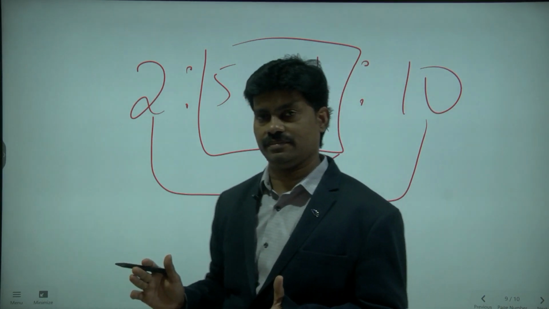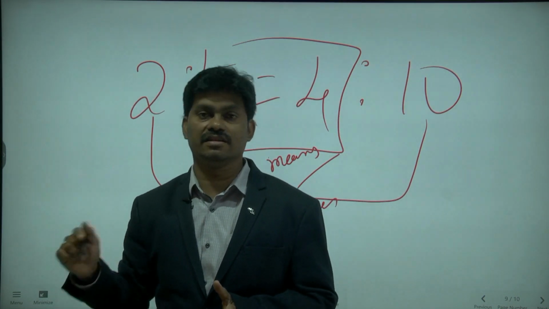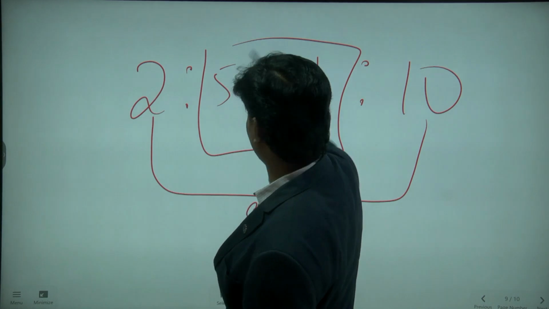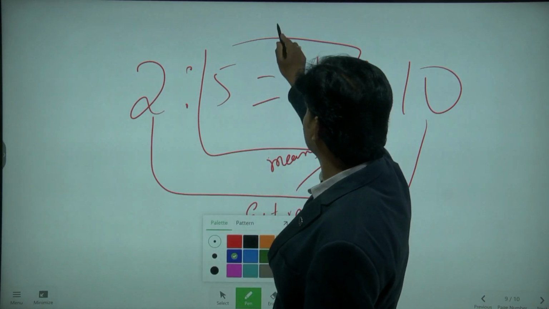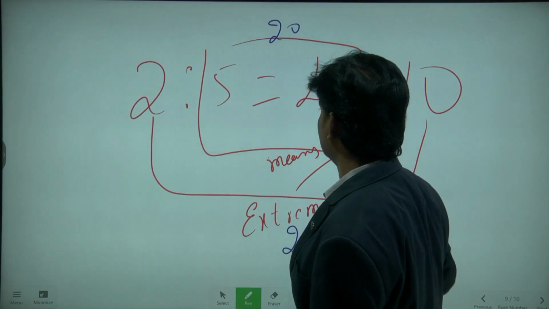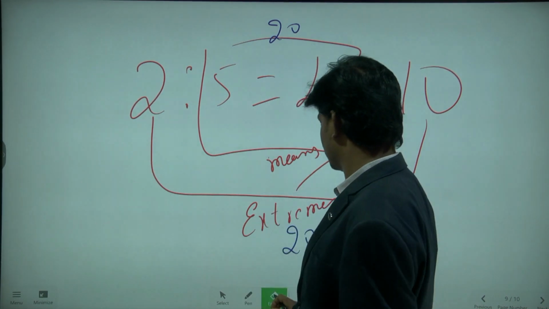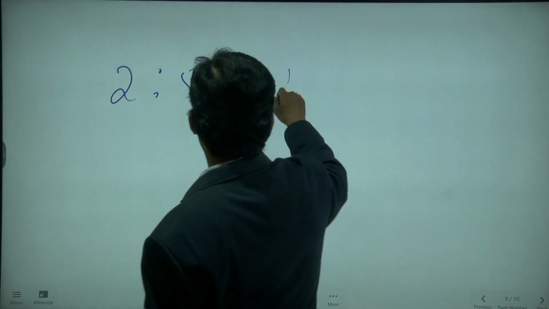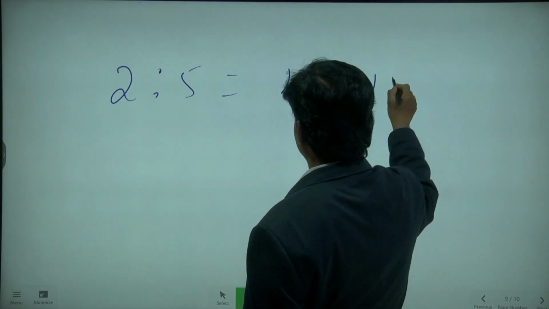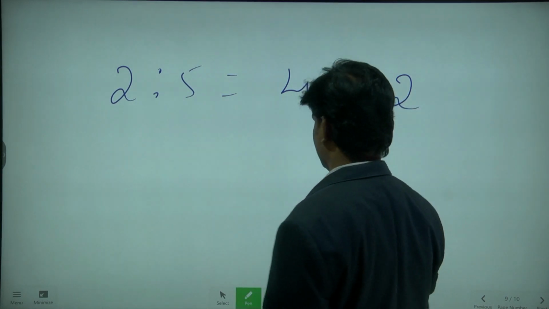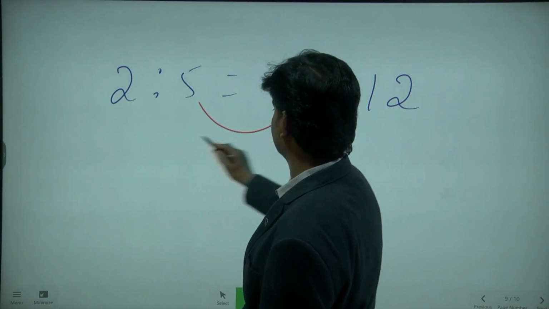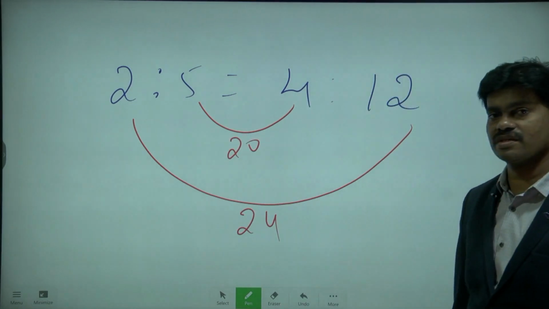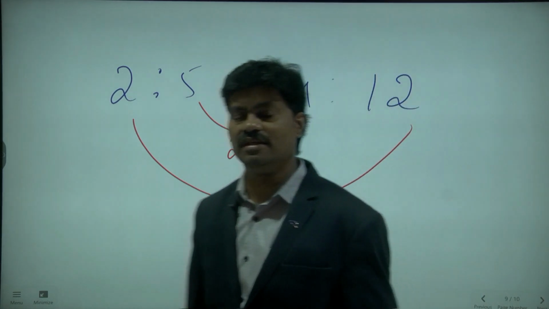These are means. Means means the middle two terms. Extremes are the first term of the first ratio and the second term of the second ratio. 5 fours are how much? 5 fours are 20. 2 tens are 20. So they are equal ratios. So the question is given like this, 2:5 and 4:12. I will take 12, not 10. And the product of means and product of extremes: 5 fours are 20, 2 twelves are 24. So those are not equal. That means these ratios are not equal or equivalent.